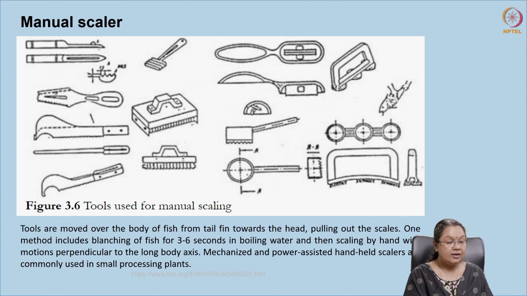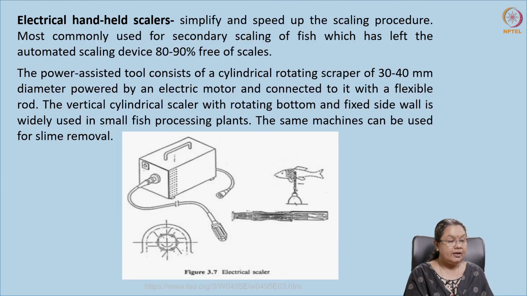So usually in the small scale industry, if you are going for manual scaling, then we use this kind of tools, knives and other descalers. If it is a larger industry, then we go for power assisted or mechanized tools. And this is another tool for descaling, that is the electrical handheld scaler. It's much simpler and it is electrically operated. The speed is much higher than the other manually operated scalers. So the efficiency is much higher.